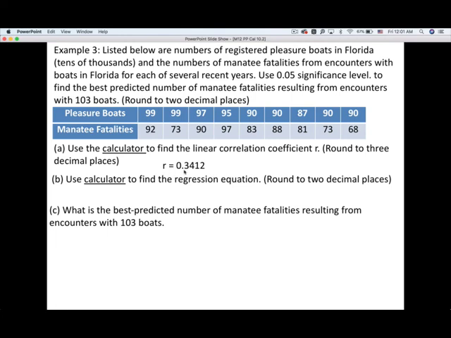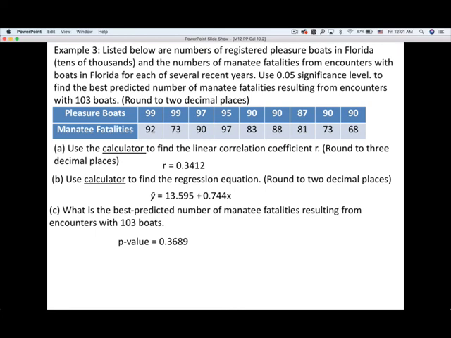Actually, when you get the R equal to 0.3412, this is close to 0. You know this is a really weak linear correlation, okay? We may have a smaller chance using the regression equation. And find the regression equation. This is going to be my regression equation. Okay, they want to find the best predicted number when the x equal to 103 bottles, okay? So you should get your p-value equal to 0.3689.